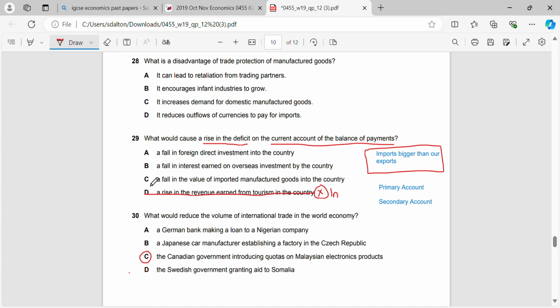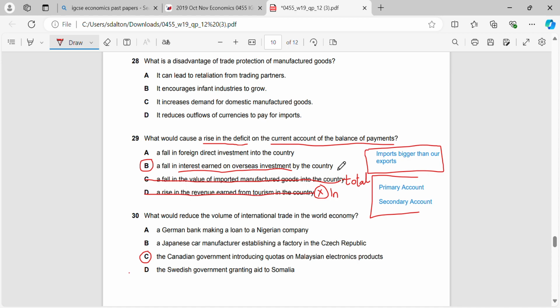Now for C, a fall in the value of imported manufactured goods into the country. That's the value, that's not the total amount. So remember that the current account looks at the total. So if the value of the imports is going down, it may be possible that the total amount of imports actually increase, right? Whereas for B here, a fall in interest earned on overseas investment by the country, it's not going to affect the balance of trade and balance of services, but it will affect these components.